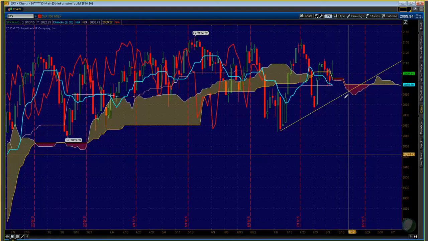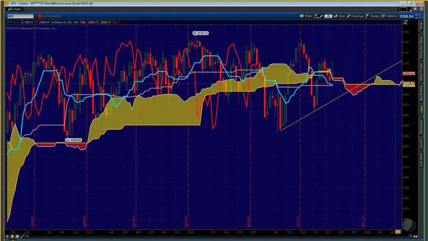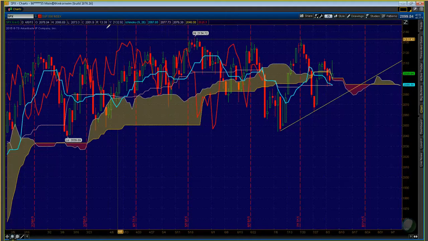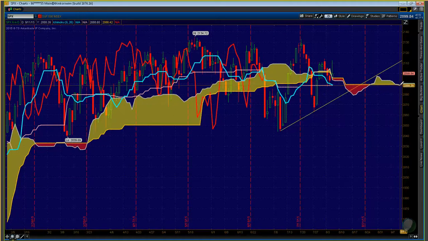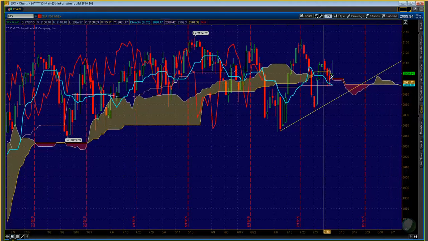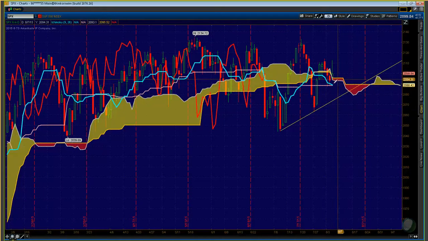Now, this is where we're in a neutral zone. We have a Kumo twist forming on the leading Kumo, where Span A is trying to cross below Span B. Right now, Span A is slightly above Span B, and we can see here's Span A, Span B. When we go out to the leading Kumo, that's all that is being shown right now. So the Kumo twist hasn't quite formed. If it does form, that's again a bearish indication. We could see price dropping down below this thin Kumo into a bearish area.